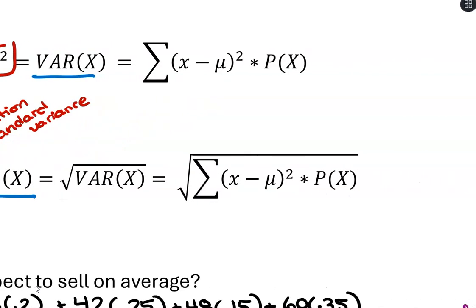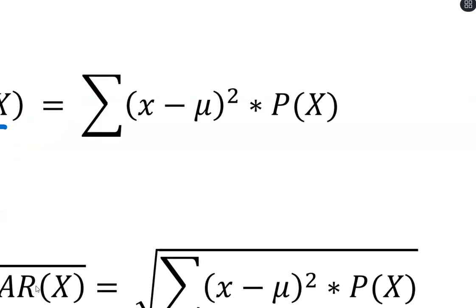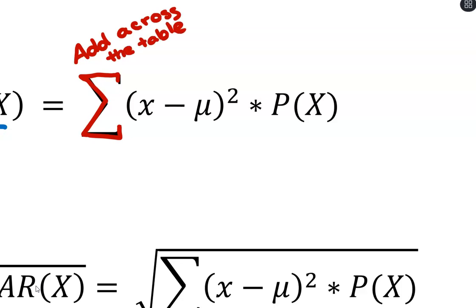Okay, so the pieces here. Let's look up. We have our big symbol that's telling us to add. That's pretty much telling us to add across the table. So that means we're going to be looking at each piece of the table with the x value and its probability. Note that that symbol, mu, right there, is the same as our expected value.